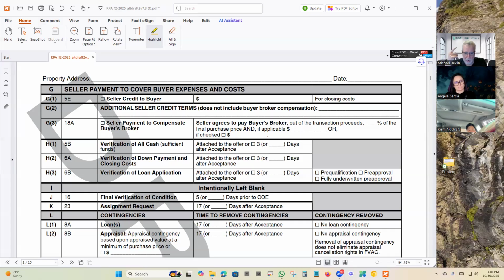Then you might ask, what about G2, additional seller credit? Why do we have that? Why couldn't we just all put it in G1? And you guys are going to love to hear the answer. It's because they don't trust real estate agents.